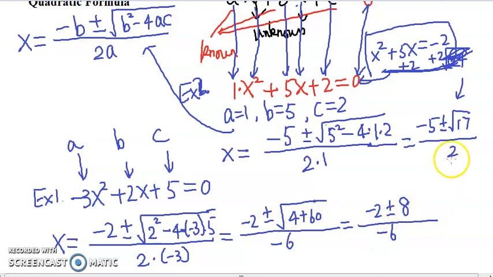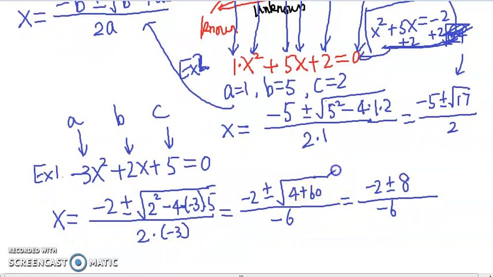And this is a little different from example 2, because after we work out the number under the radical sign, we got square root 17, which cannot be simplified further. But here we got square root 64, which can be simplified to 8. And if you get a situation like this, you should continue to simplify further, because we can actually add -2 and 8.